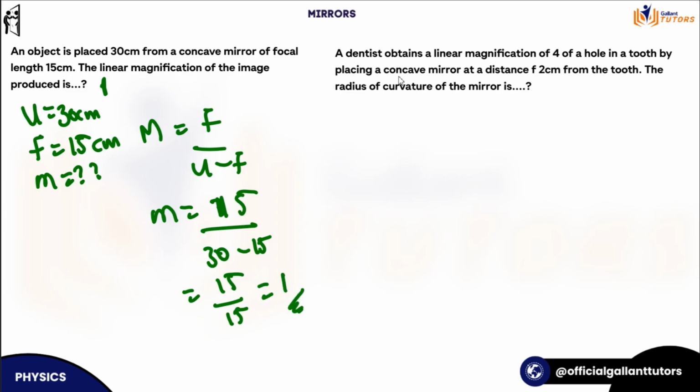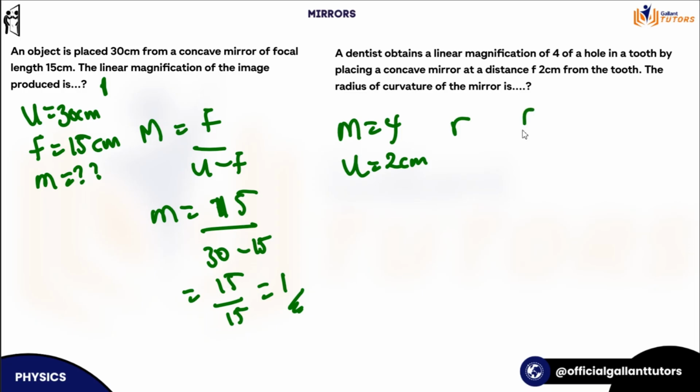Okay, next one. A dentist obtains a linear magnification of 4. So we have our m to be 4. Of a hole in its tooth by placing a concave mirror at a distance. So u is equal to 2 centimeter. I hope you get the logic behind all this. If you don't, type in the comment section I don't understand, and in subsequent examples I might want to keep that in. Now, the radius of curvature of the mirror is what? So we're to find r.